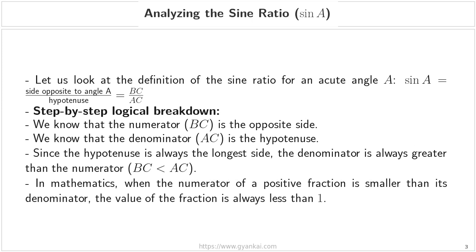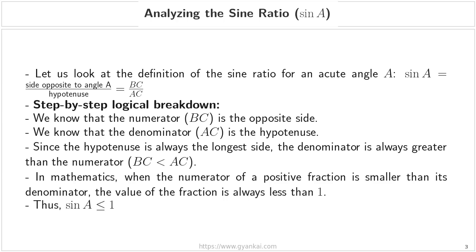Think about what this means for the value of the fraction. In mathematics, whenever you have a positive fraction where the numerator is smaller than the denominator, the resulting value is always going to be less than 1. Therefore, we can conclude that the sine of angle A must always be less than or equal to 1. This brings us to a very important constraint that we will see applied again when we analyze the cosine ratio in the next slide. Now that we have established that the hypotenuse is the longest side of any right-angled triangle, let's apply this logic specifically to the sine ratio.